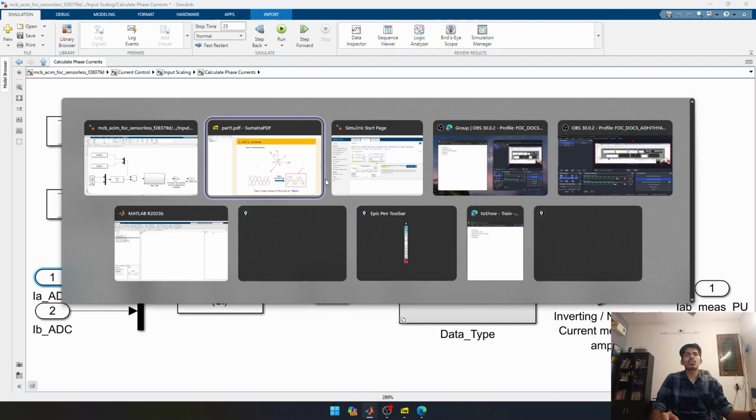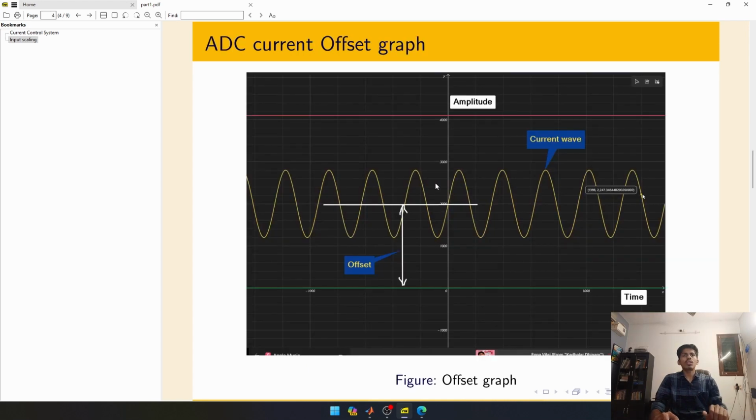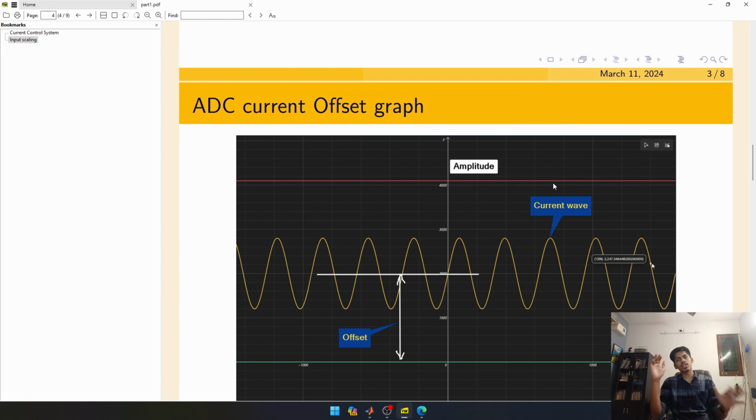So I will show you on a graph. This is our current waveform. Since it is an alternating current, if you give it directly to the ADC, the negative half cycle will be cut. The digital system works in the 0 to 5 logic level or 0 to 3.3 logic level. So if the voltage goes below this, it will be clipped or cut off. So the waveform will be distorted, and we cannot read it faithfully.